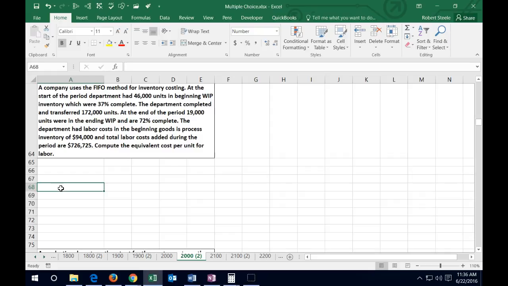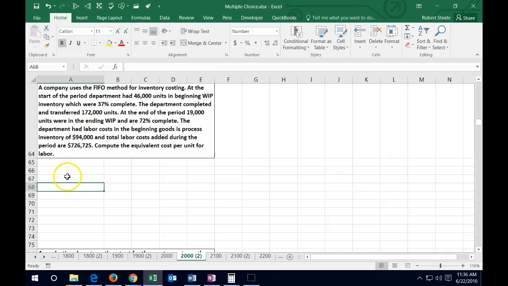Okay, so a couple things to note here. We're using the FIFO and not the average method, so we're going to have to look at the beginning inventory and break that out. And when we're talking about labor, then we're talking about a conversion type cost. So remember, when we think about a long problem, we usually have the materials and then the conversion, which is the labor and the overhead. We're looking at the conversion being the labor, trying to find the labor per equivalent unit. Okay, so let's do that.